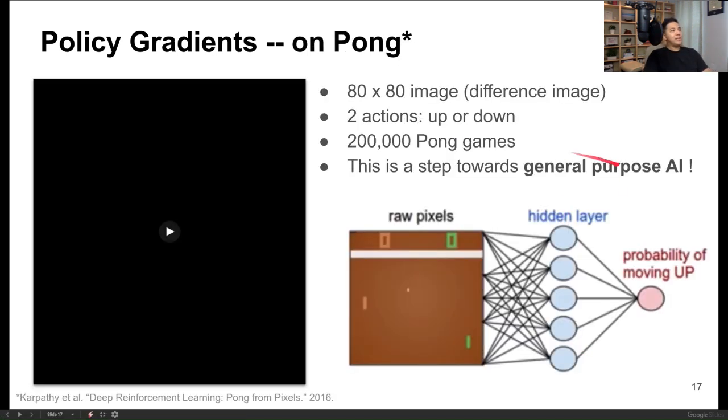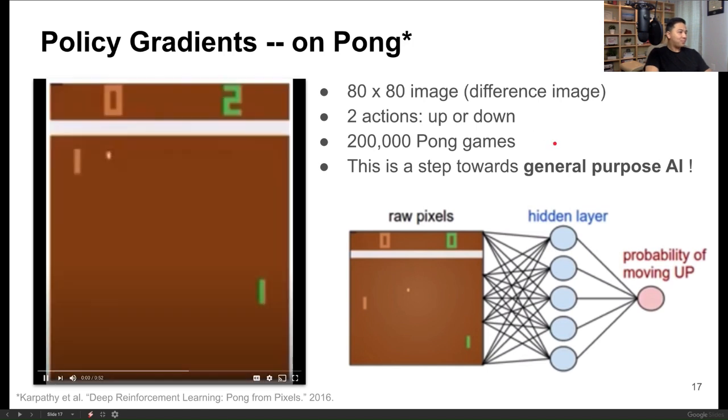Okay, so let me show you an example of playing a Pong game, and this is a paper from 2016 by Andrej Karpathy. And to note that Andrej Karpathy actually went on and became the director of AI at Tesla. So he's quite up in his game as well. All right, so let's see this video.